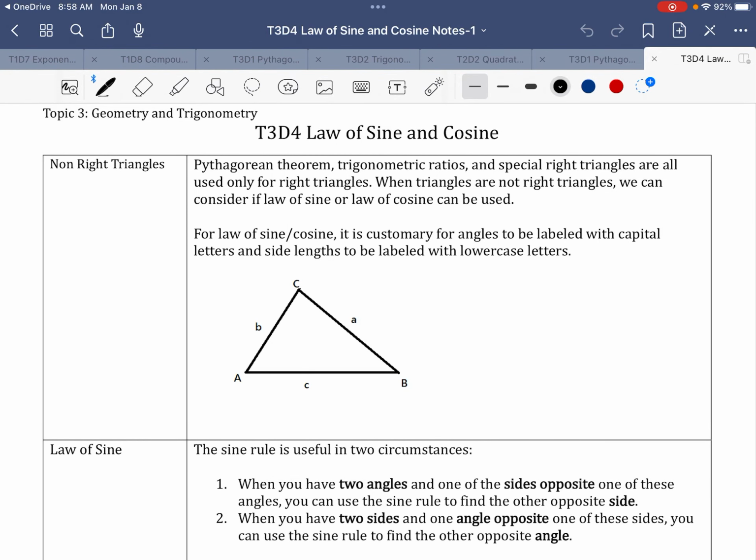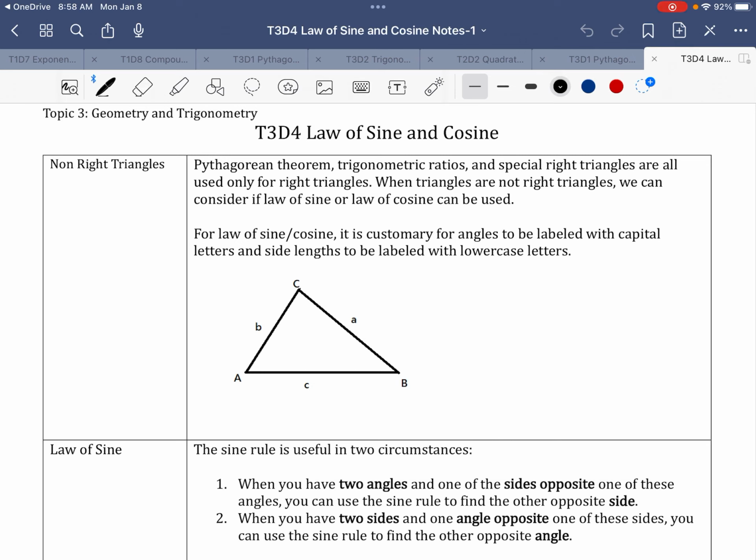Topic 3D4, Law of Sine and Cosine. The Pythagorean theorem, trigonometric ratios, and special right triangles all work when we're talking about right triangles. But a lot of times triangles aren't right triangles, in which case we have the law of sine and cosine.